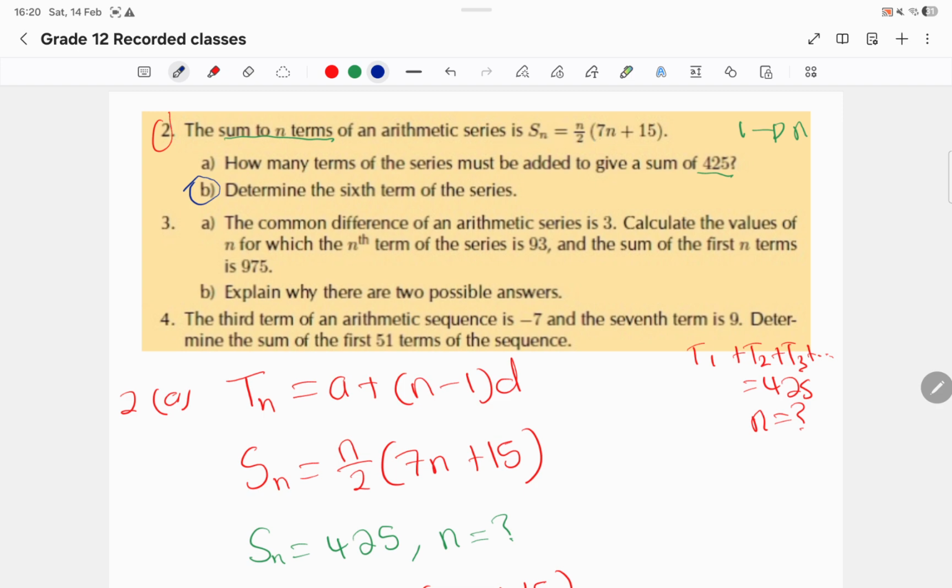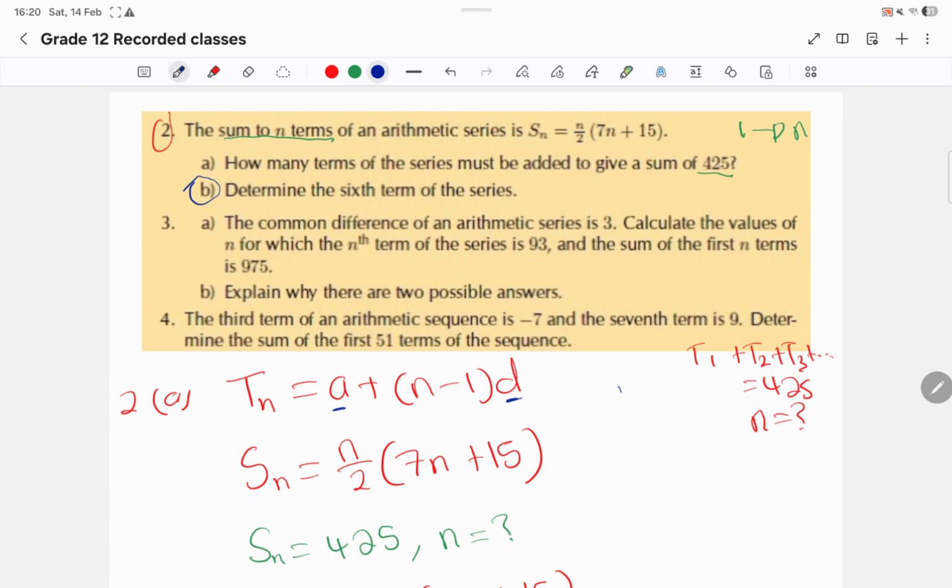So when they say determine the sixth term of the series, we do know that our sixth term or our general term is given by this. But look at this. We don't know what the value of a is. Do we know the common difference? No, we do not know the common difference. So we cannot get the sixth value from this formula alone.